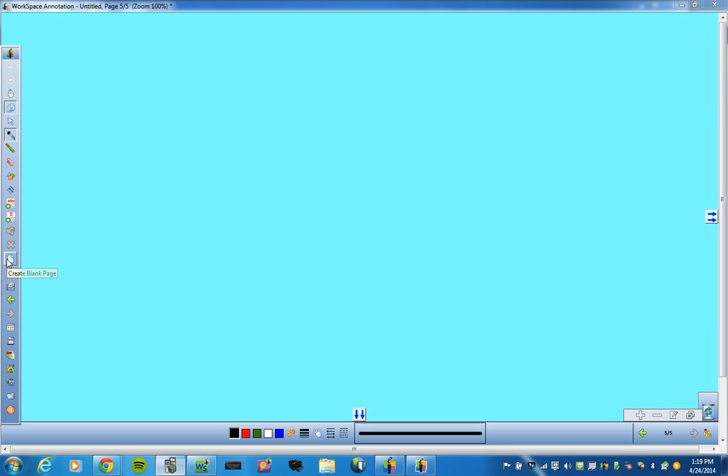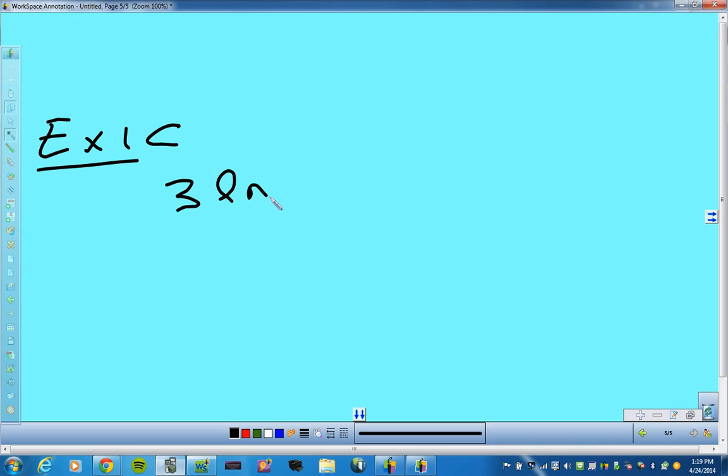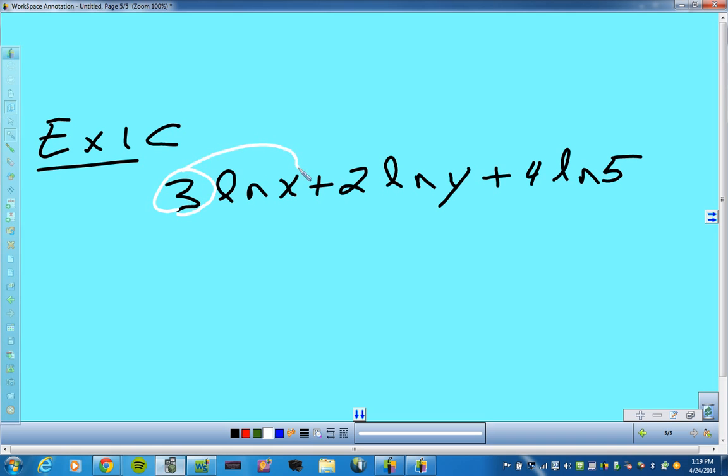Okay, so example 1C. We have 3 ln x plus 2 ln y plus 4 ln 5. So when you're writing numbers and exponents, use your pen, thank you. When we're writing numbers and exponents, you always put the number first and then the variables in alphabetical order. So where's the 3 go, Preston? Over, as the exponent of the x. Okay, so that happens with all 3 of those ln terms. Thank you.